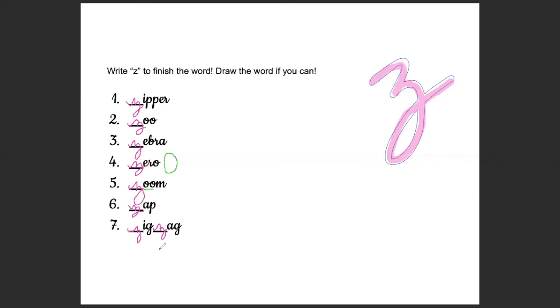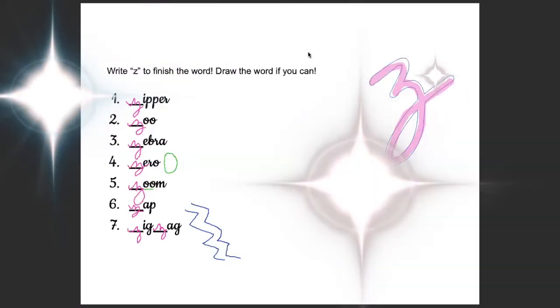And the last word is the last picture that we colored. It's called zigzag. Do you remember how to draw a zigzag line? It looks like a line with pointy mountains. See if you can get up and walk in a zigzag line.